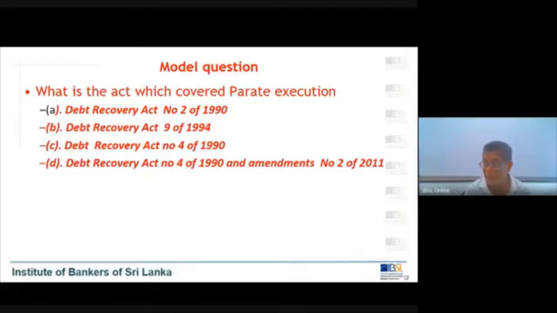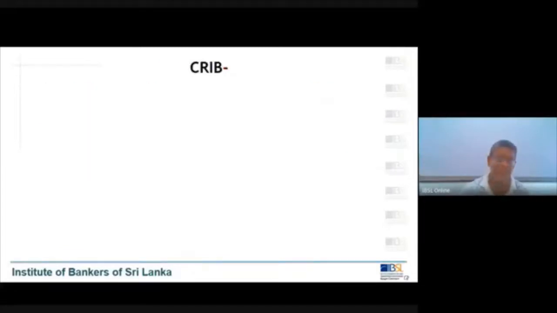4 of 1990? No, no. Then there may be amendments after that. If you really look, the correct answer is D, because Debt Recovery Act number 4 of 1990 and amendments in 2005 and 2011. So answer may be D, just for your understanding.